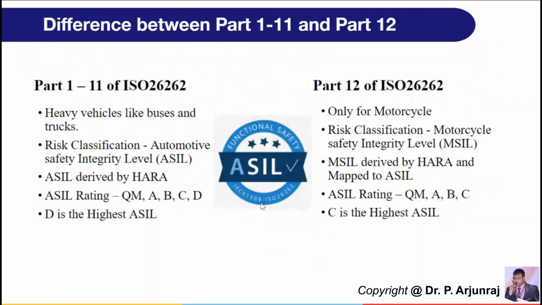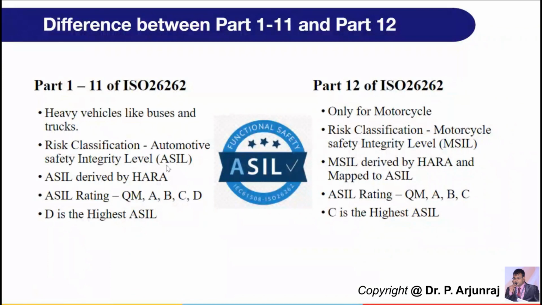So let us see the difference between part 1 to 11 and part 12. Part 1 to part 11 is part of ISO 26262, and this is also a part of ISO 26262, which means we are not neglecting the motorcycle away from this ISO 26262. But part 1 to part 11 deals with heavy vehicles, which includes buses and trucks. Even for car application this has been applied. And part 12, as I was mentioning, is only for motorcycle application.